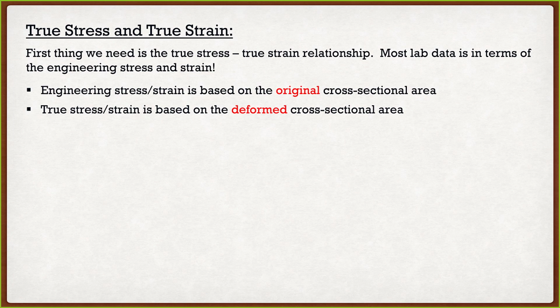So Nathan pointed out a very nice equation. We're going to derive it right here. True stress is equal to engineering stress multiplied by 1 plus the engineering strain. And we're going to derive that here on this slide. But we have to keep one assumption in mind to allow us to derive that. So Nathan, do you know what that assumption is?